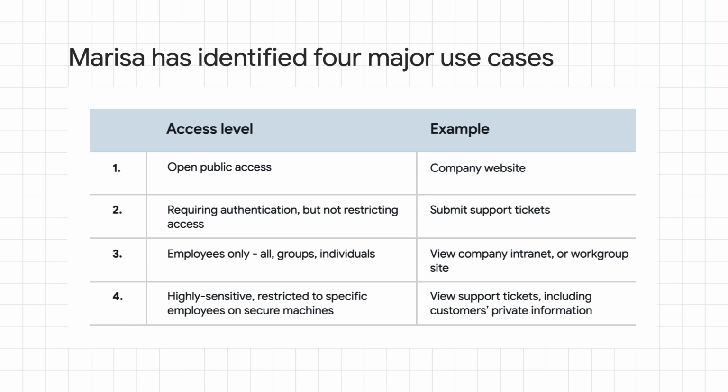Third, employees at the company and contractors and occasional other people who are on the inside of the company will need to be able to see the intranet and their internal web applications. And fourth, some employees in certain teams, like the support team, will get to see customer PII, personally identifiable data, but only if they are on secured machines.